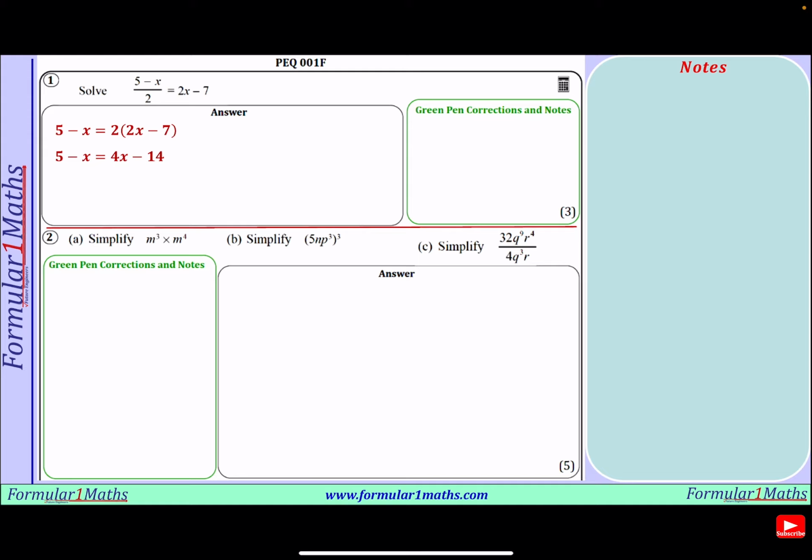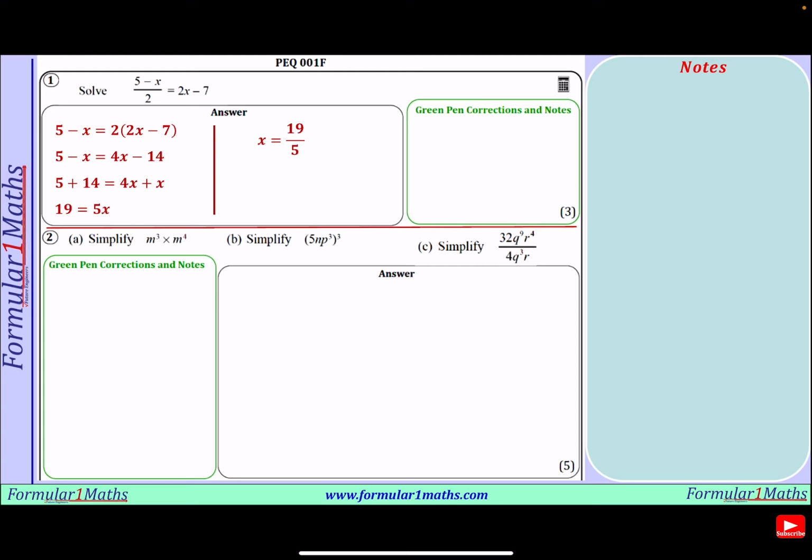The next step will be to collect like terms. So we're going to get 5 plus 14, because the minus 14 comes over here to be plus 14, and minus x goes over there to become plus x. Then we simplify to get 19 is equal to 5x. We need to solve for x. So we move the 5 to the other side of the equation, and it goes to divide. So we get x equals 19 over 5.